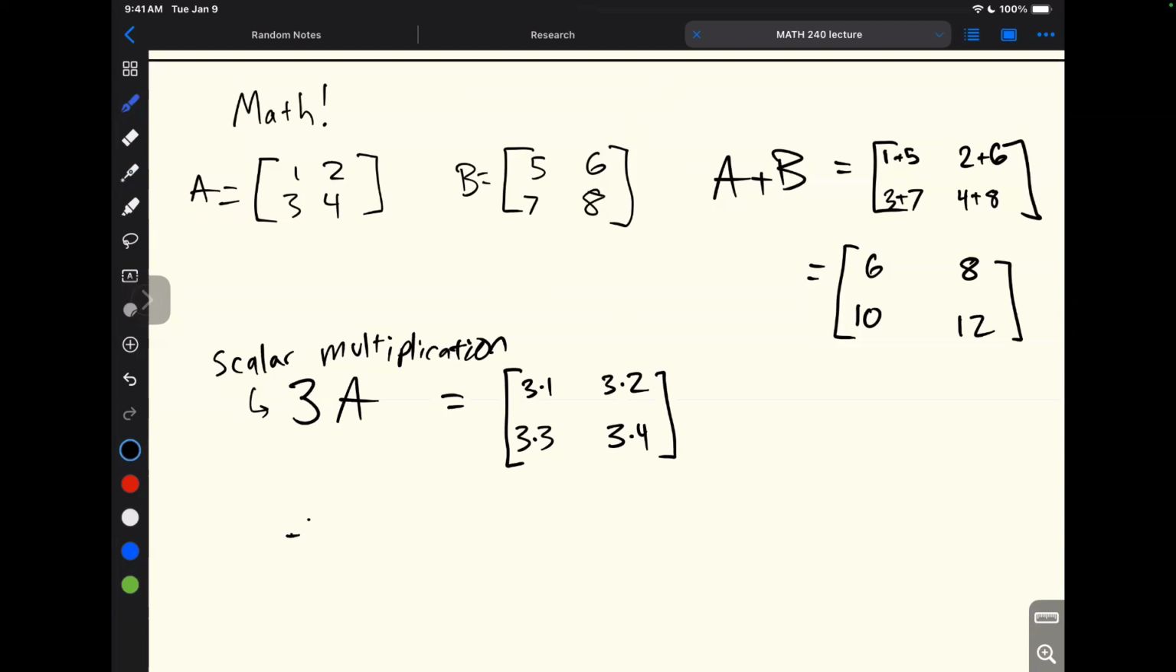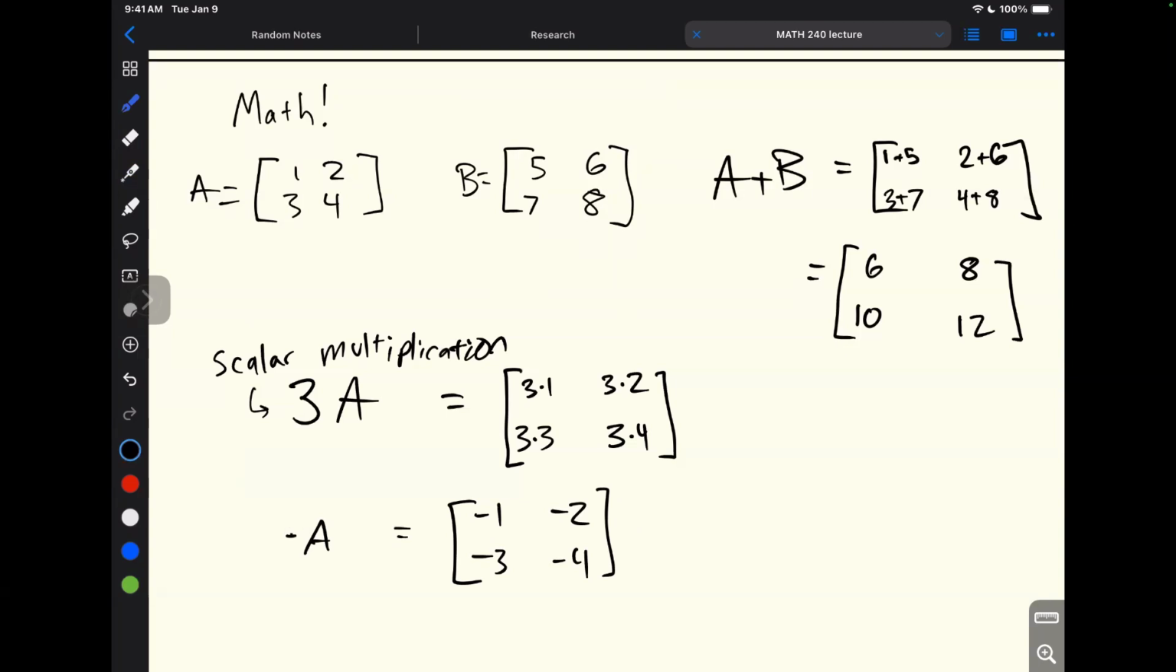We could do negative A. What would that do? Multiply them all by negative 1. So we negate the matrix in that way. That would give us -1, -2, -3, -4.